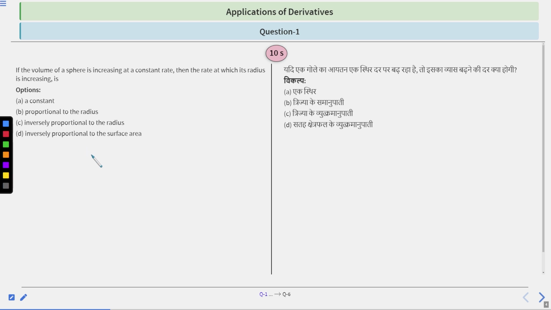So we will do first, V is equal to 4/3 pi r cube. Then we will differentiate both sides with respect to t. So dV/dt will be equal to d of 4/3 pi r cube upon dt. In such a way we will find the relation between dr/dt and its radius, or surface area. So you have 10 seconds to solve this question. After 10 seconds, we will discuss the solution.